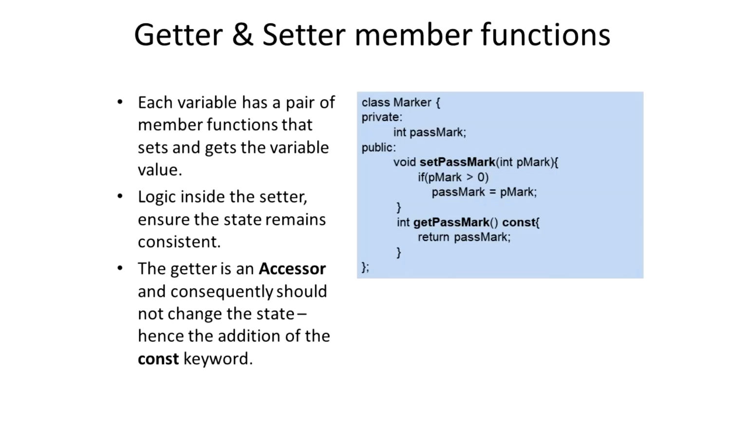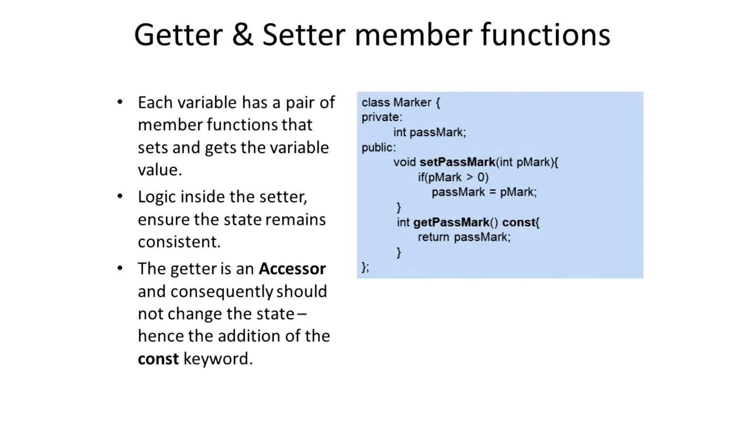Okay, and in this slide here, we've got an example of setter and getter functions. So if we have a look at the blue box here, we'll notice that in this class called marker, we've got a passMark attribute in the private interface. So that's following object-oriented guidelines. But in the public interface, we have a setter function which sets the mark, i.e. allows changes to the mark.